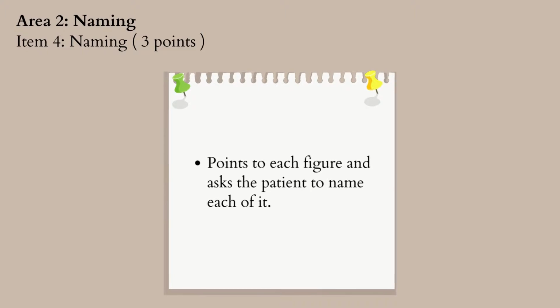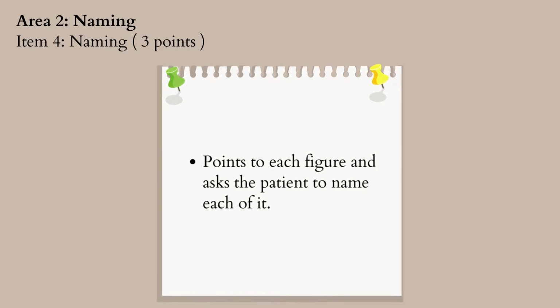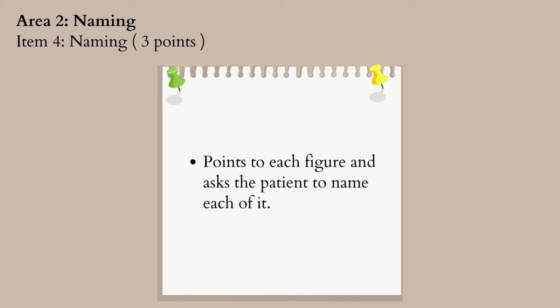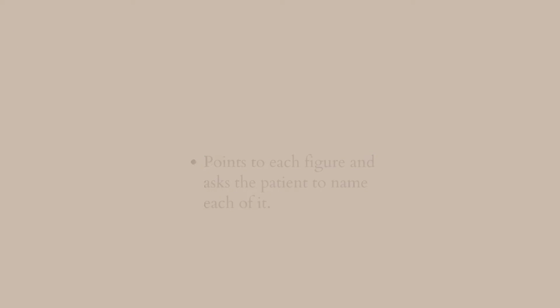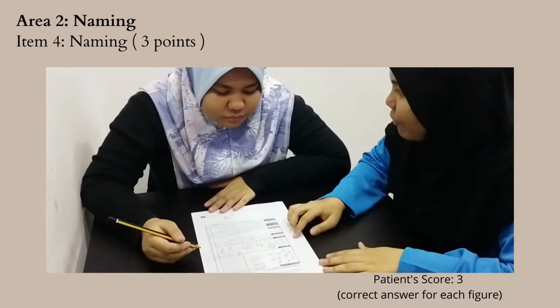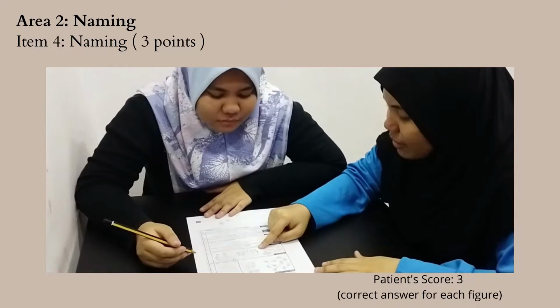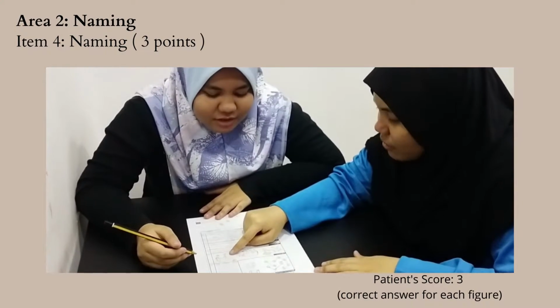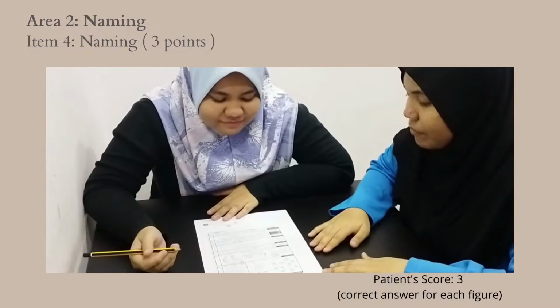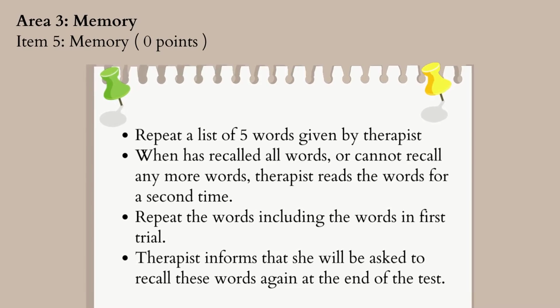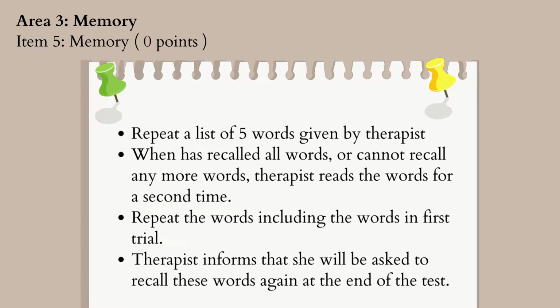Next, we have the second area and the fourth item, which is naming. It has 3 points. In this item, the therapist will point to each figure and ask the patient to name each of them. Okay, now I will point to a figure and I want you to guess what it is named. This is a lion, this a rhino, and this a camel.